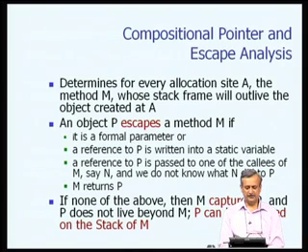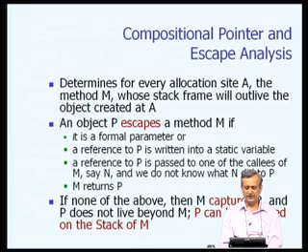So, what we want is to define when an object P escapes a method M. When does it escape? If it is a formal parameter, so it is passed to some other method. We do not know what happens to it. So, it is going outside.